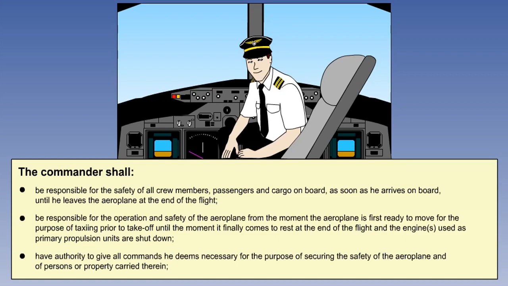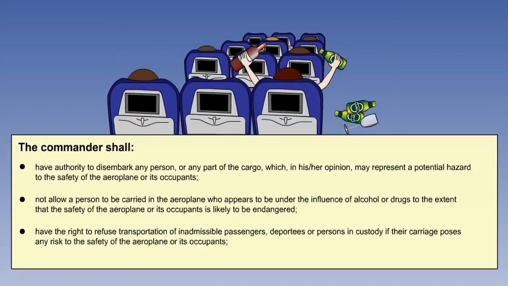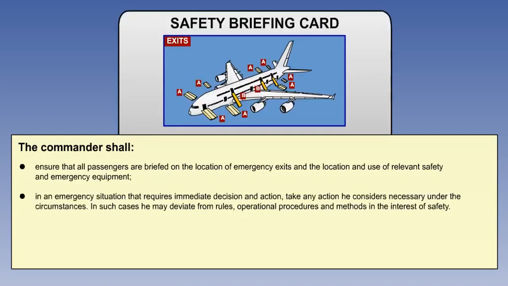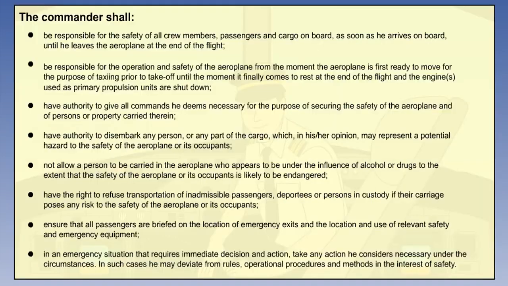Firstly, safety. The commander, we will use the terms commander and PIC interchangeably, bears the ultimate responsibility for the safety of the aeroplane and its occupants whenever he is on board. As such, he has the right to make lawful commands, deplane or refuse access to cargo or individuals, and even break the rules if he deems it necessary. Here is the complete list of those safety responsibilities.